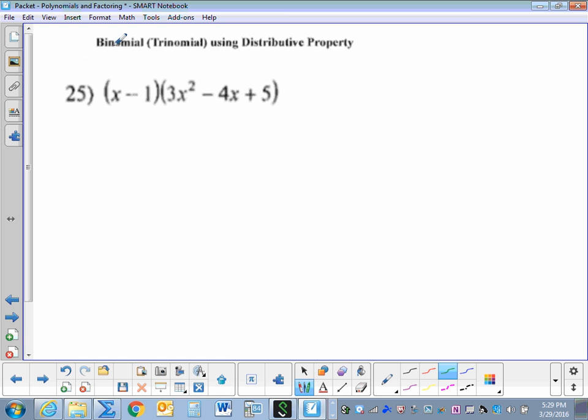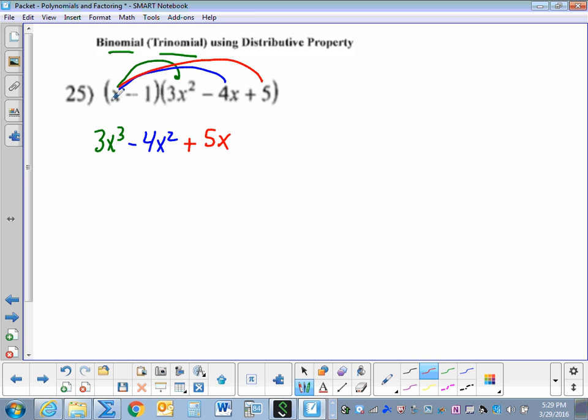So now we're going to do the same thing with a binomial times a trinomial. We're going to use the distributive property. So we're going to take the x times the 3x squared, which is going to give us 3x to the third. Then we're going to take the x times the negative 4x, which is negative 4x squared. And then the x times the 5, which is a plus 5x.